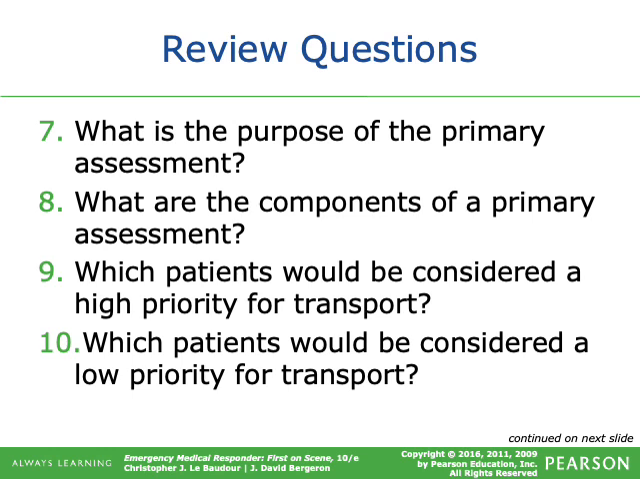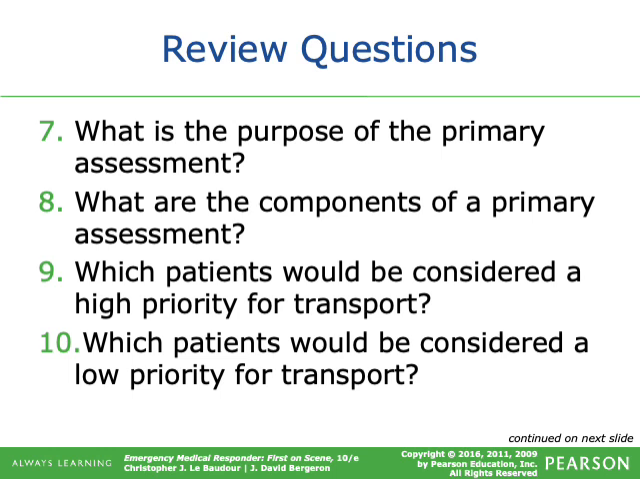Which patients would be considered a high priority for transport? This could be a large number of patients. Some examples would be unresponsive patients, patients that have been involved in a traumatic injury that's considered a high mechanism of injury incident, patients with difficulty breathing, patients in severe pain. There's a list in your book of patients that need to be transported quickly. I'm going to get you to refer to that.